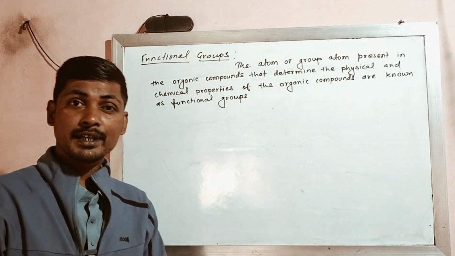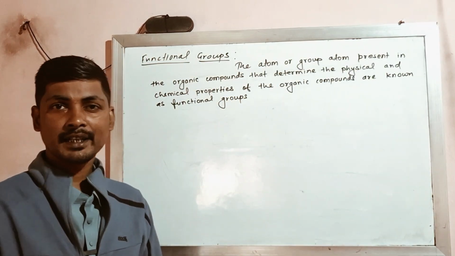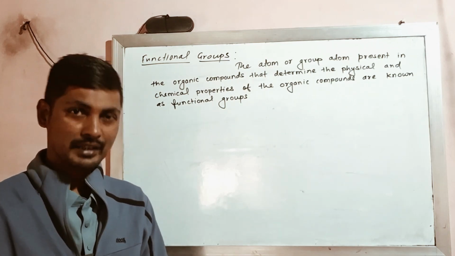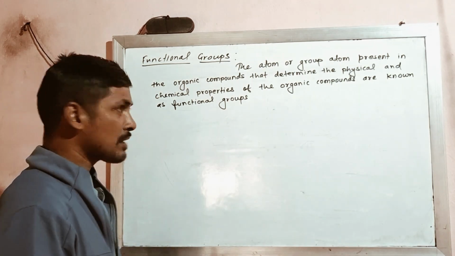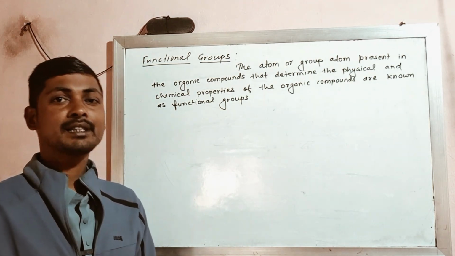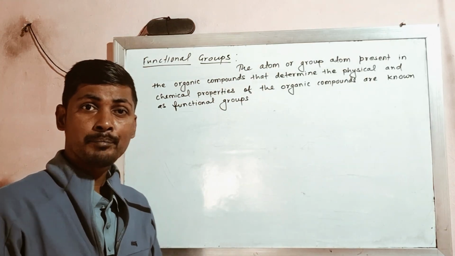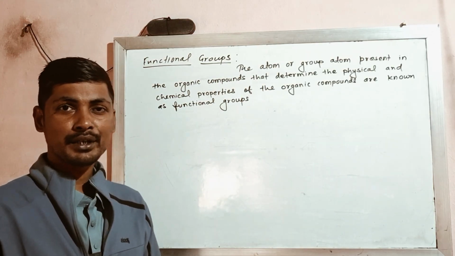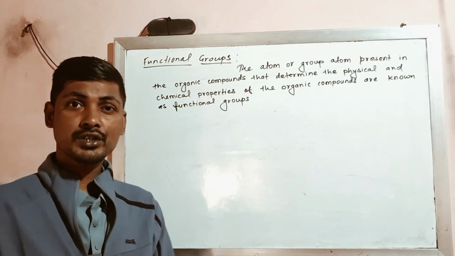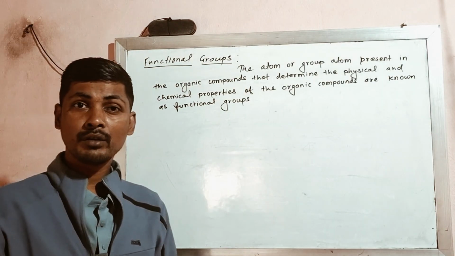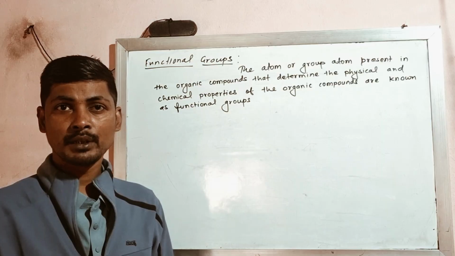There are certain atoms and groups of atoms present in the organic compound other than hydrogen and carbon. That atom or group of atoms which are present in the organic compound determine the complete physical and chemical property of that organic compound. Such atoms or groups of atoms are known as functional groups.